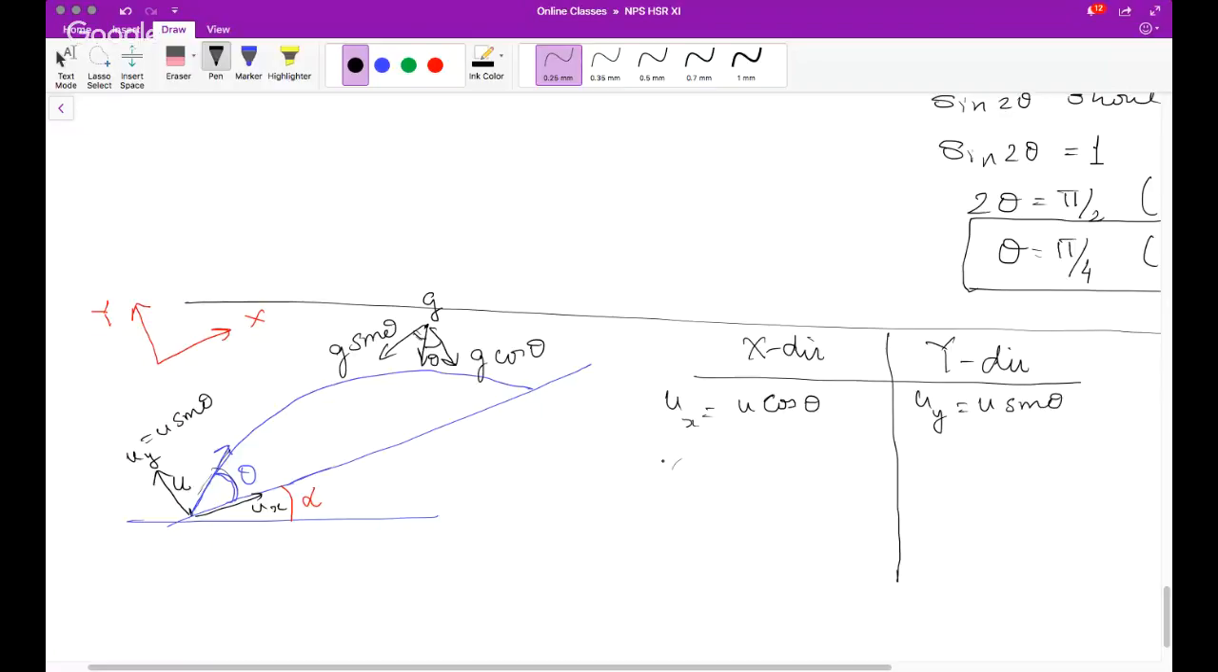So again, you can take the time for each direction as t by 2. tx is t by 2, and ty equals tx equals t by 2. Same time. ax will be what? ax is minus g sine theta. Why? Because it is in the negative x direction. It's pointing away from positive x. And ay similarly will be minus g cos theta. Why? Again, pointing away from the positive axis.